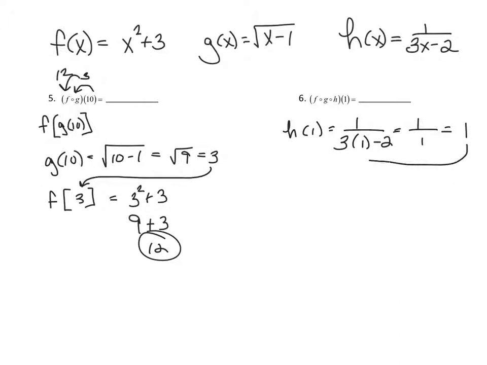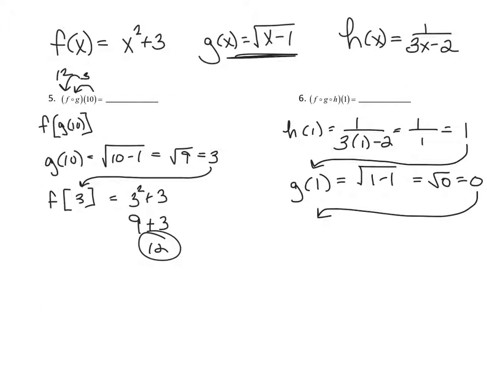Now we'll take that value and plug it into g. So let's find g of 1. Now remember, our function g is up here. It's the square root of x minus 1. So plugging in 1, we get the square root of 0, which is 0. And one more time, now let's take that 0 and we'll plug it back into the original f. So let's find f of 0. Remember, our function f is x squared plus 3. So let's do 0 squared plus 3.